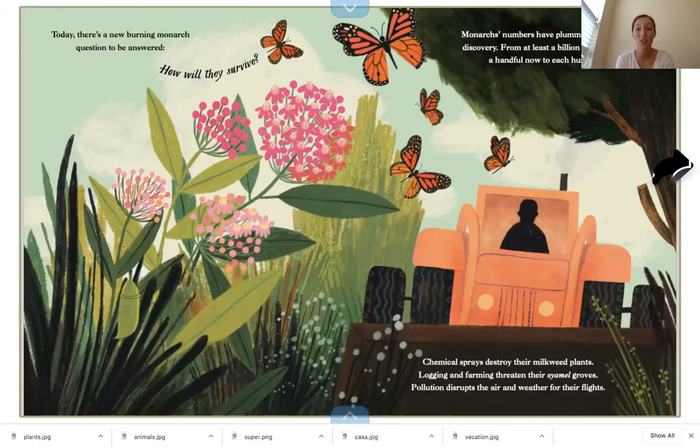Chemical sprays destroyed their milkweed plants, and we remember that's what they eat. So the chemicals hurt what they eat. Logging and farming threaten their Oyamel groves. Pollution disrupts the air and weather for their flights.